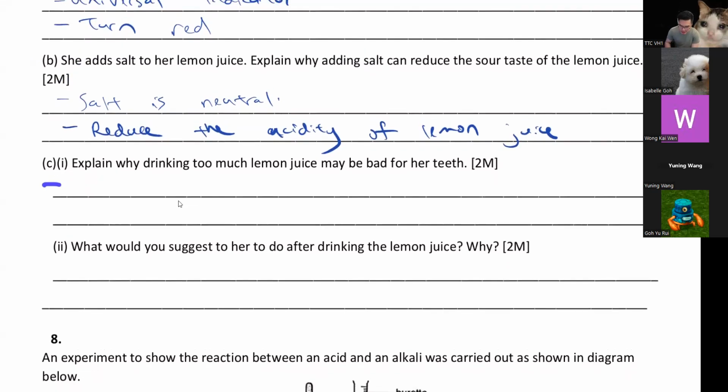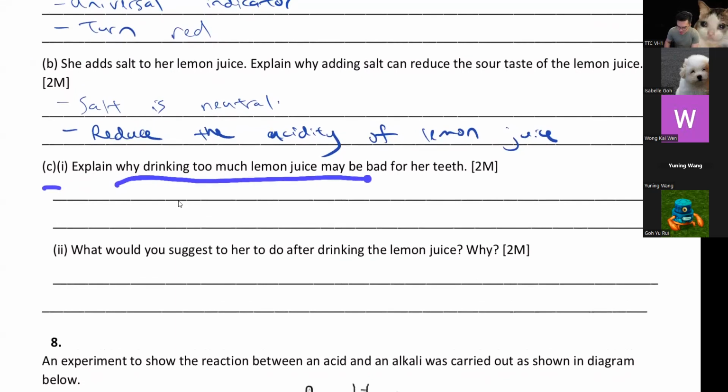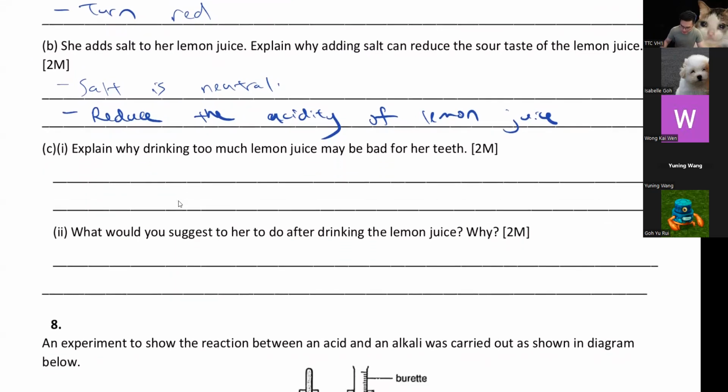So C1, explain why drinking too much lemon juice may be bad for her teeth. That's a very good question. This goes true for you too. Guys, don't drink something sour. If you have to drink lemon juice, use a straw. Never let it touch your teeth. You know why? Very good. High acid level. Our teeth is alkaline.